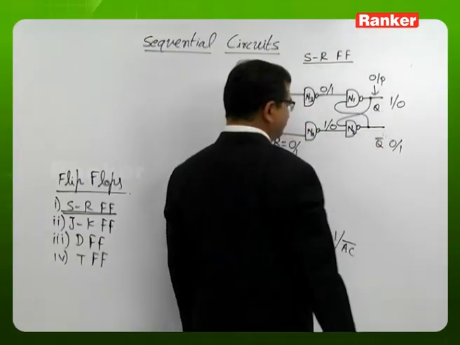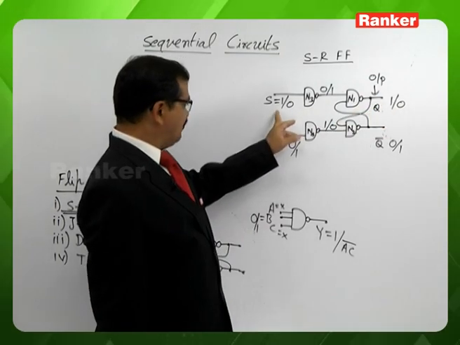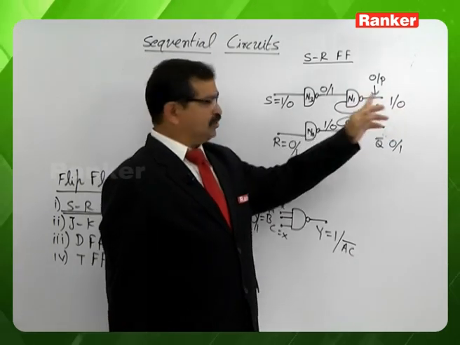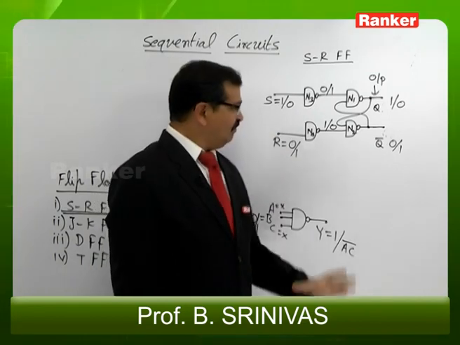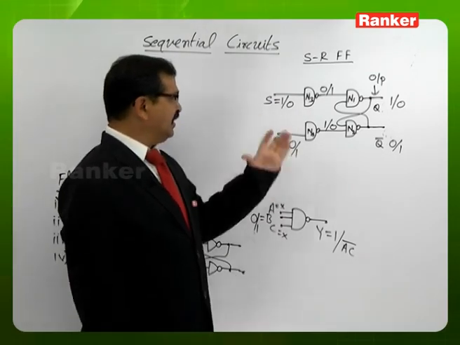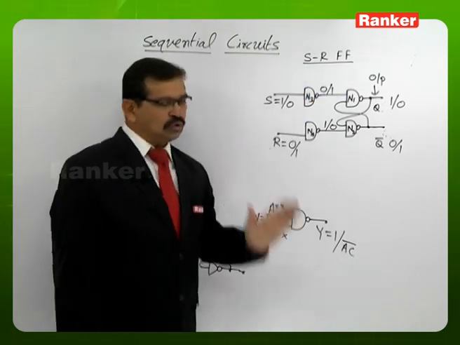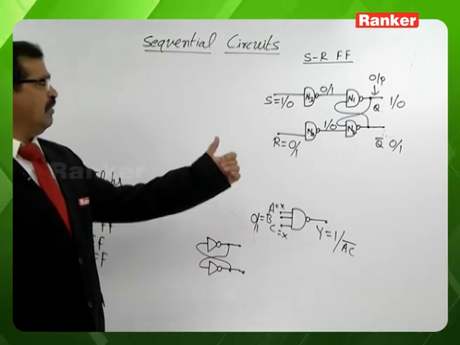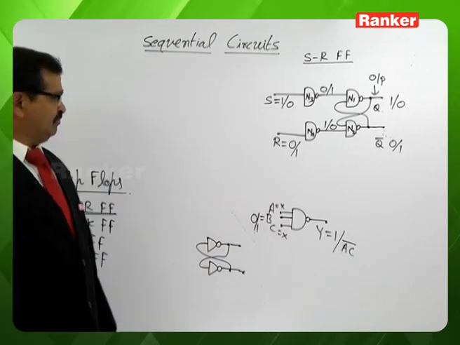So to store a bit 1 in the circuit, S must be 1 and R must be 0. To store a bit 0 in the circuit, S must be 0 and R must be 1. So while modifying the hardware of this binary latch, we are able to store a bit in the circuit as per the user's need. This modified circuit, as I said, is named the SR flip-flop.